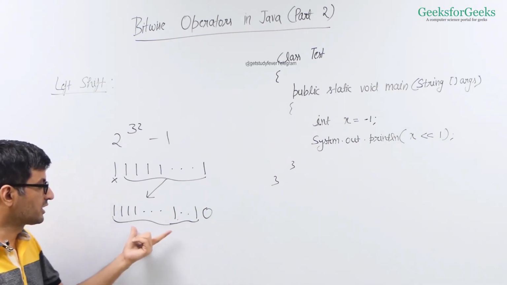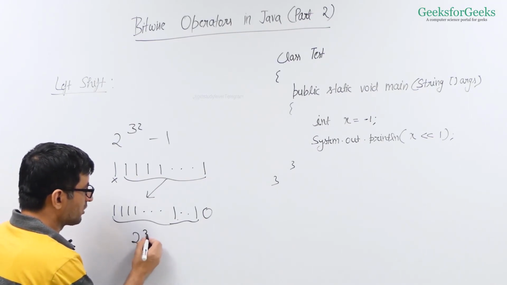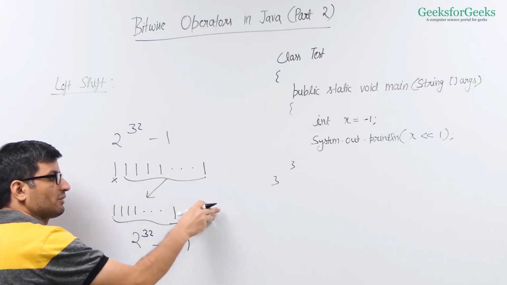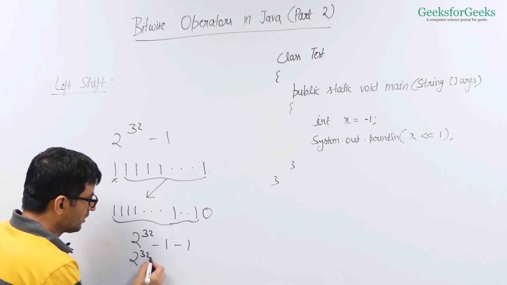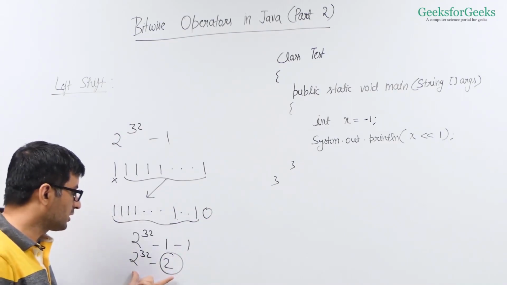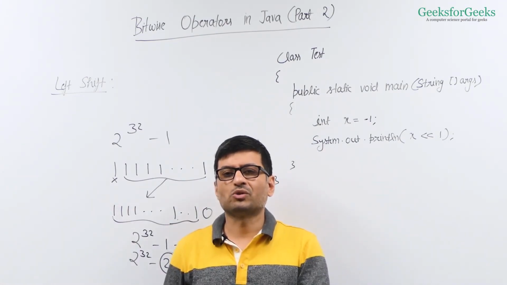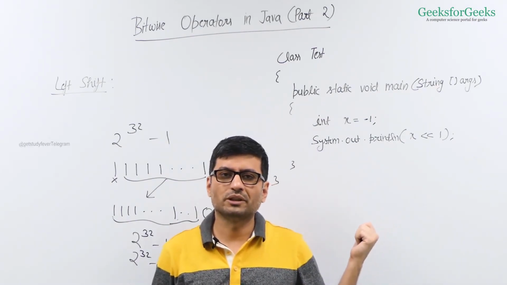Now what is the value of this negative number? You can notice it is simply 2 raised to the power 32 minus 1 minus 1. We only have subtracted 1 from it. So this represents a number whose value is 2 raised to the power 32 minus 2. So when you left shift -1 by 1, you get the output as -2. The output of this program is -2.